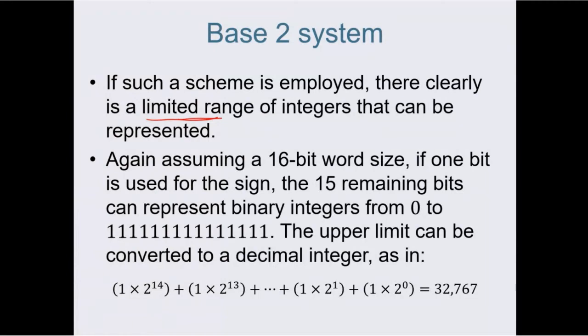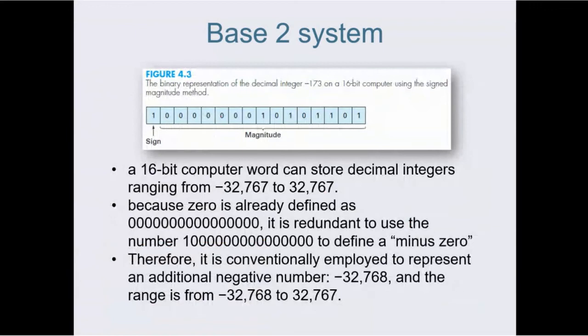Assuming that you have a 16-bit word size, and you use one of the bits for the sign, then you will be left with 15 bits in which you can actually save the number. So these numbers go from 0 up to 11111. If you put 15 ones, that's the biggest number that you can get. If you convert this into decimal form, it comes out to be 32,767. So that's the maximum number that you can store in a 16-bit word size, 32,767.